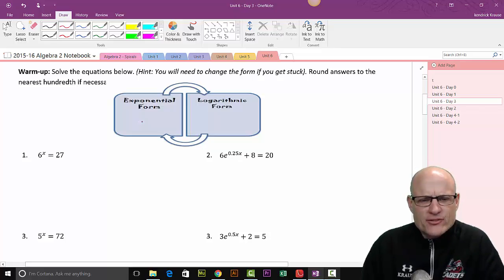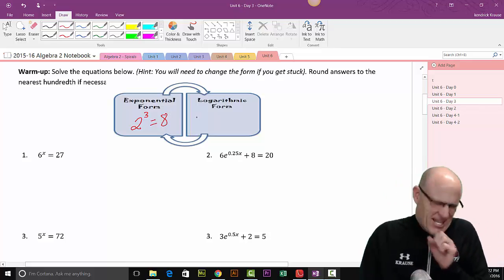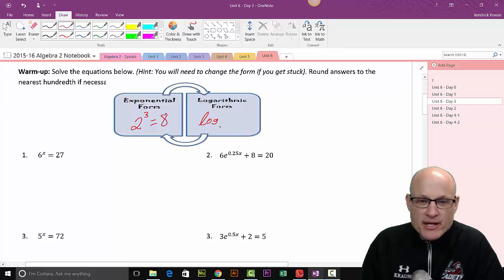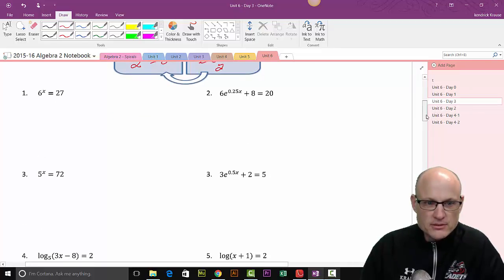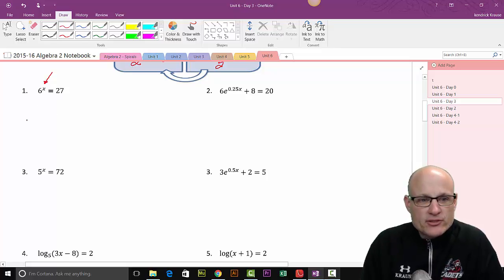If you remember yesterday, we did something like 2 cubed equals 8. And it's all about that base. To change forms, we're going to do log, keep the base, switch the other stuff. Log base 2 of 8 is equal to 3. All right, let's do this. So we're going to change form every time our variable is an exponent. So we're simply going to change the base. Or not change the base, but change the form.